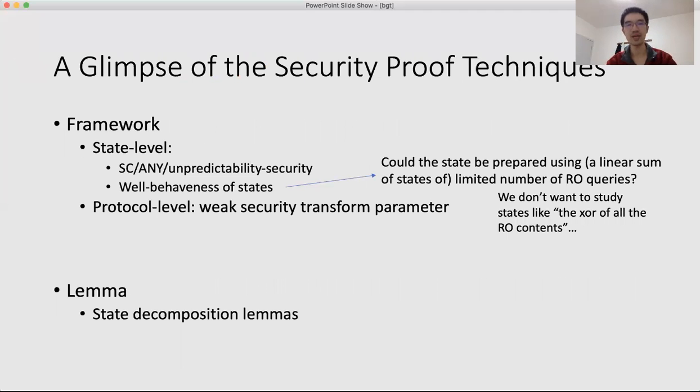And now we can give a glimpse of the security proof technique. First, we need a framework. In a state level, for the security, we use the most basic part is the S security. And we also need to use some other kind of security. And we need a way to describe the well-behavedness of the states. For example, we don't want to study states like the XOR or the random error contents. Formally speaking, we want the state to be able to be prepared using a bounded linear sum of states of a limited number of random error qubits. And on the protocol level, we make use of the definition of the weak security transfer parameter. And sometimes we also need to generalize this definition.